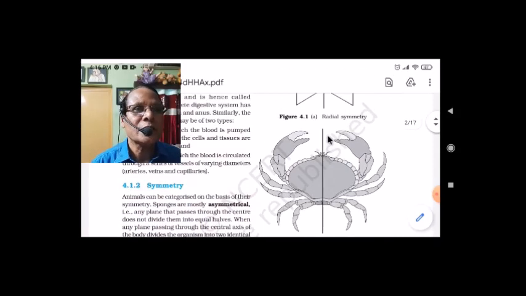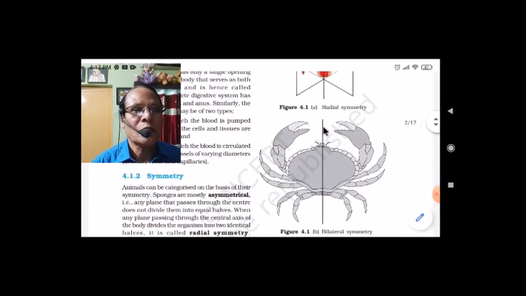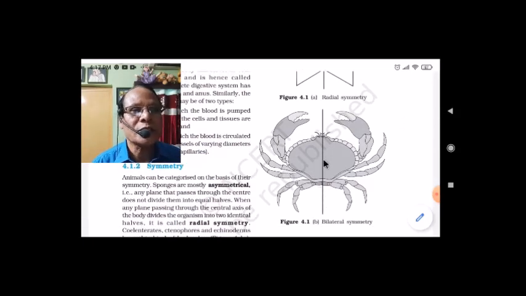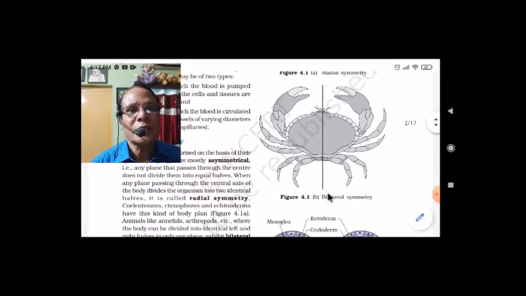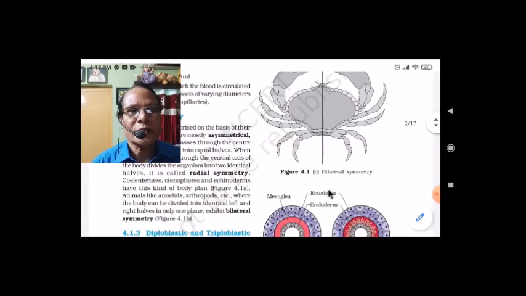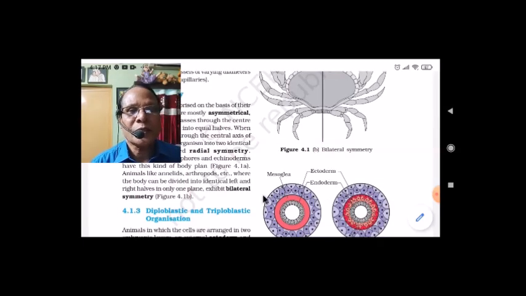Now this is the bilateral symmetry. You can see that the body is divided in two equal halves in any plane which passes through the central axis, as seen in the case of Coelenterate or Hydra. Here the body is divided into two equal halves, right and left, when a plane of symmetry passes through the center or central axis. So it's seen in the case of annelids, platyhelminthes, arthropods, mollusks, and also hemichordates and chordates, such a type of symmetry, bilateral symmetry.